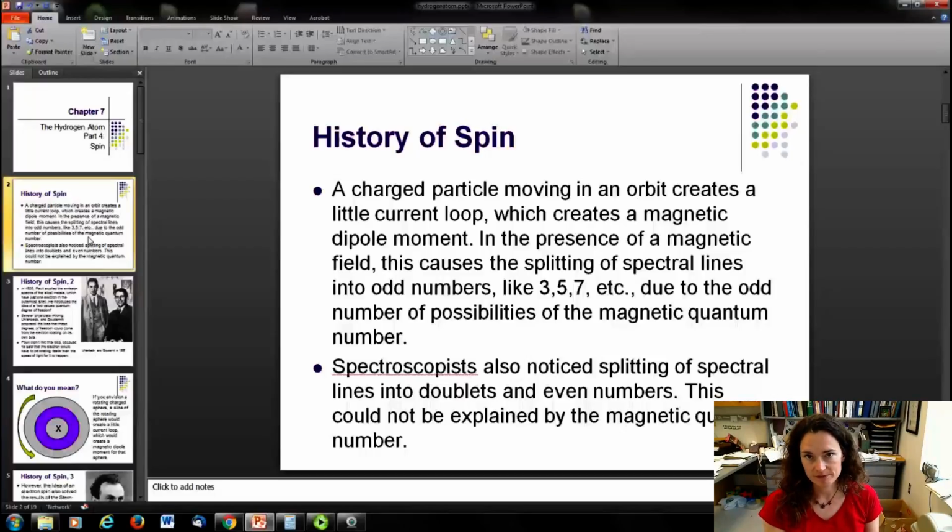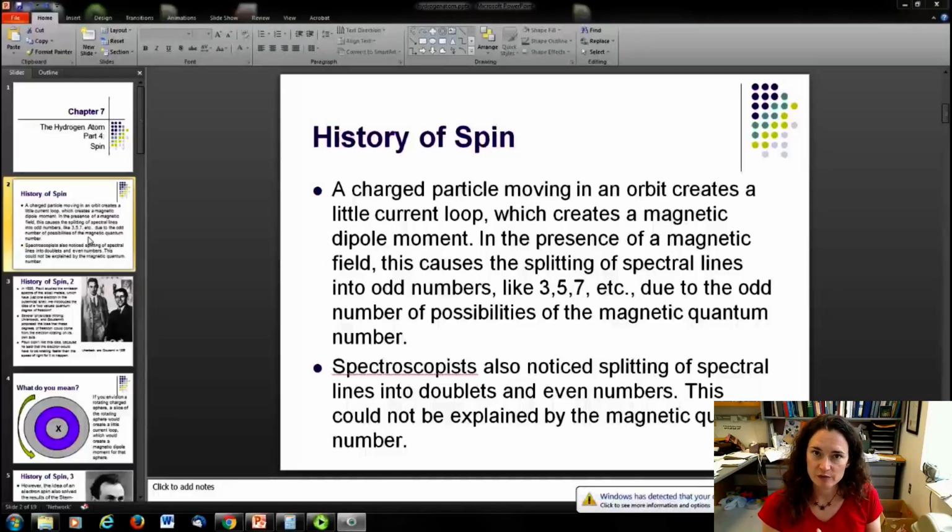angular momentum. It creates a little current loop as it moves around the proton in the hydrogen atom, and then that current loop creates a little magnetic dipole moment for the atom. And in the presence of a magnetic field, this causes the splitting of spectral lines. It splits into odd numbers because of the values of the magnetic quantum number.